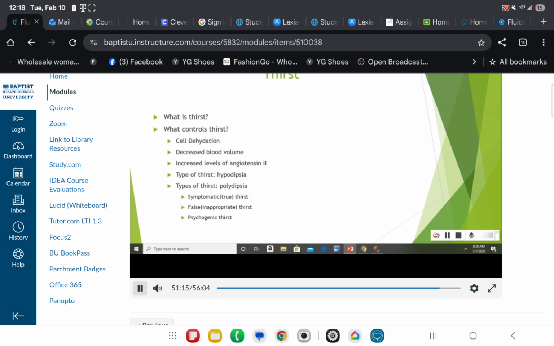And then we have false thirst, or inappropriate thirst. This is the thirst that a person will experience despite their body being properly hydrated. A good example of this is congestive heart failure. What happens in congestive heart failure is that you've lost circulating blood volume, but your body still has a lot of fluid, and that fluid is trapped in third space in the smaller cavities of the body.